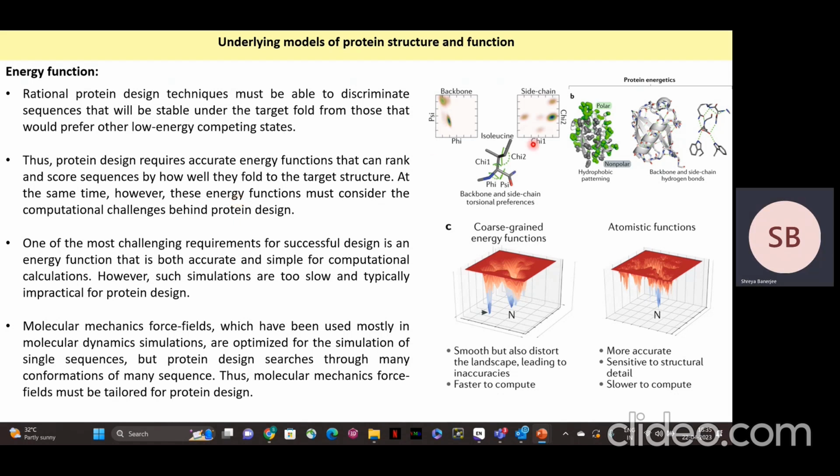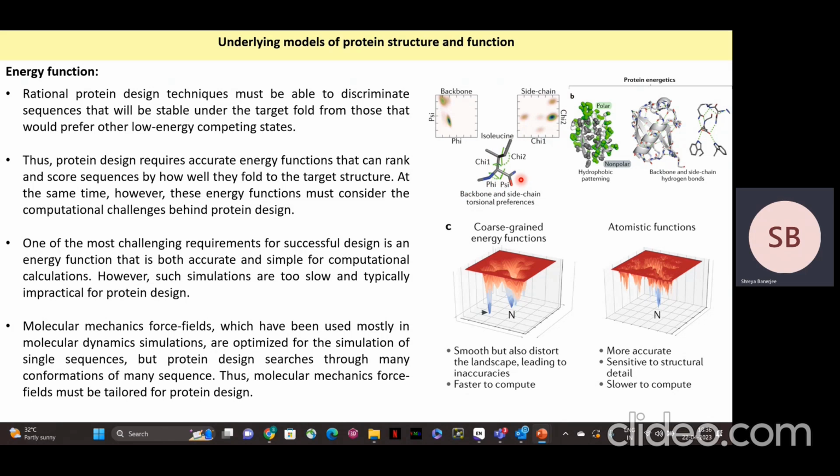So basically, suppose you have an isoleucine residue. There is a certain backbone and side chain conformation that it will prefer. So using that information of the backbone and side chain conformation that is preferred, it is possible to predict how the protein will fold if a certain sequence is known.